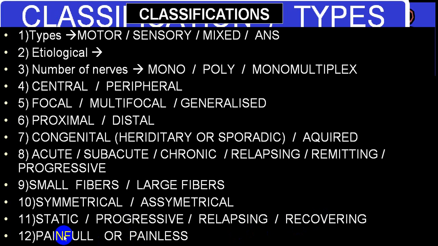In a sensory variety, we can call that painful or painless. And depending upon the part of nerve, if axon portion is involved, we call it axonal neuropathy, and if myelin is involved, we call it demyelinating neuropathy. And if neuron cell is involved, we call it neuronal neuropathy.